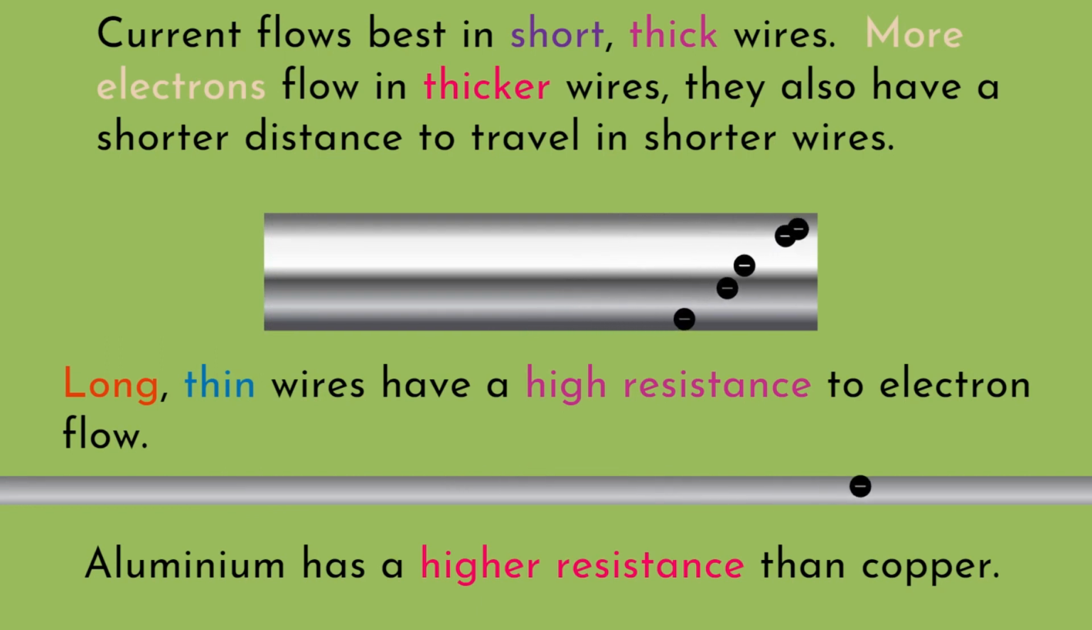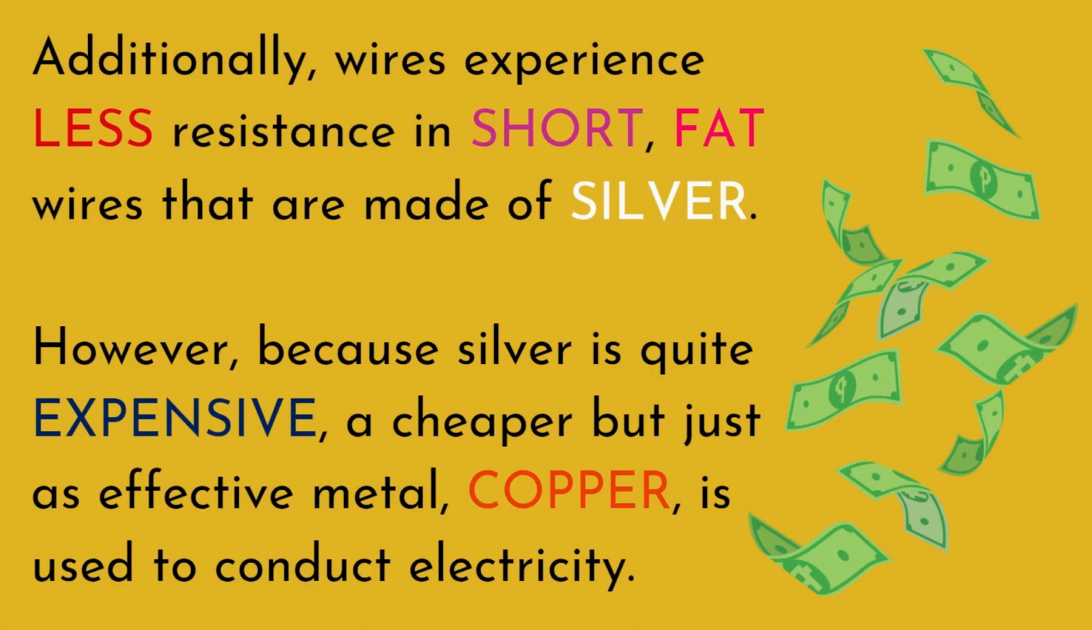Current flows best in short, thick wires. More electrons flow in thicker wires. They also have a shorter distance to travel in shorter wires. Longer, thinner wires have a high resistance to electron flow. Aluminum has a higher resistance than copper. Additionally, wires experience less resistance in short, fat wires that are made of silver. However, because silver is quite expensive, a cheaper but just as effective metal, copper, is used to conduct electricity.